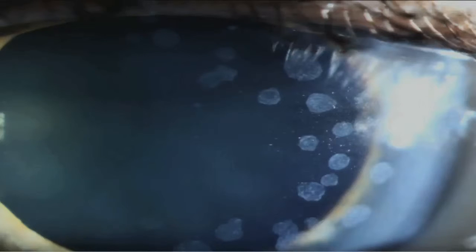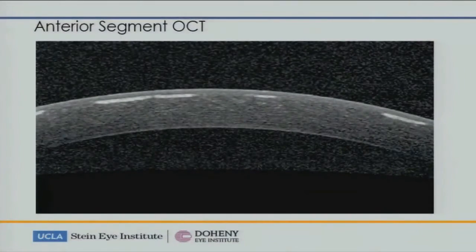Looks like granular dystrophy type 1, correct? Do we have a test for granular dystrophy type 1? Yes, remember the Avellino test tests not just for granular type 2, but all of the TGF-beta dystrophies. So in this case, OCT imaging showed these opacities confined to the subepithelial zone.